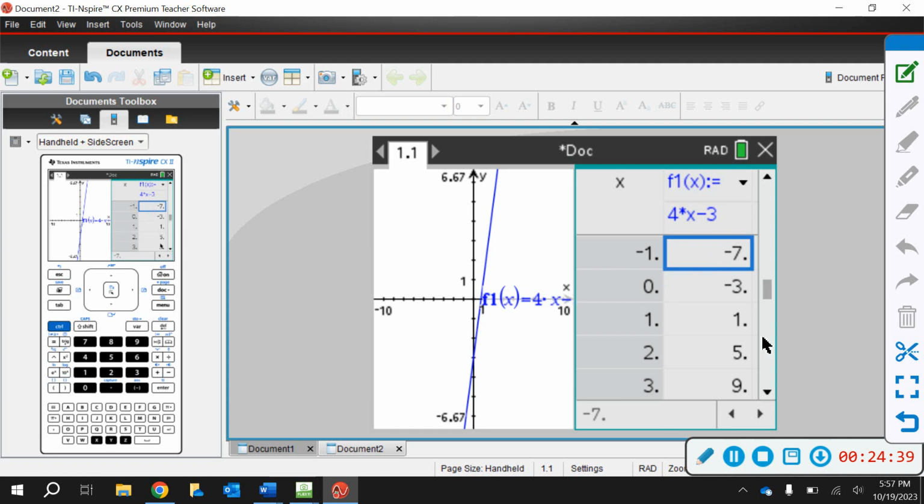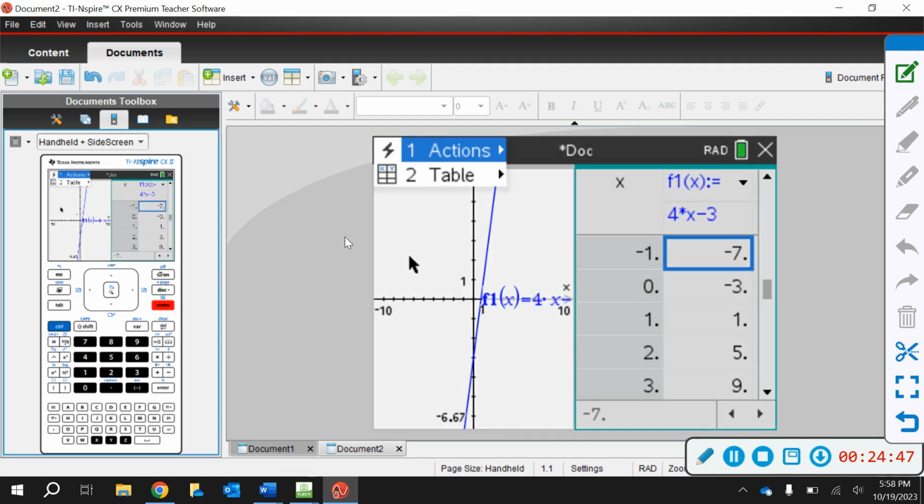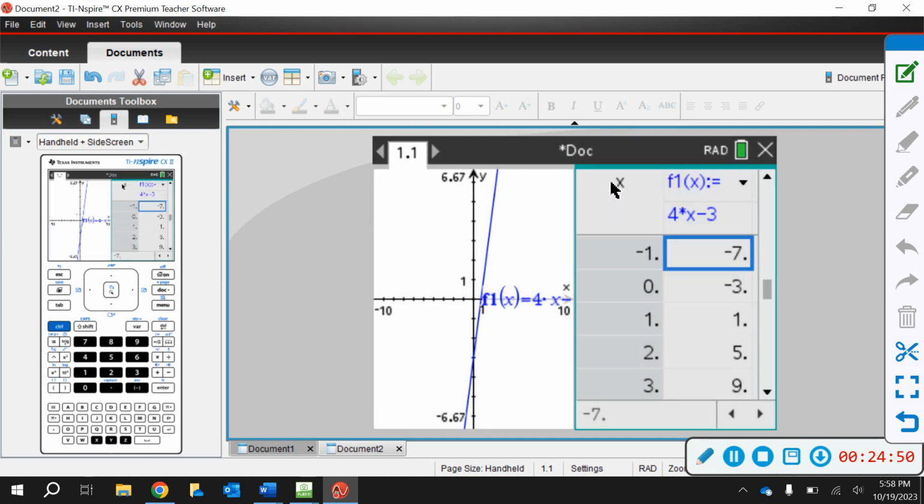Okay, that's simple. Now let's say I have another one to graph, right? -2x minus 3. Well, I need to remove this table, so I'm going to press menu again, table, and it'll say remove table, and it'll go away.